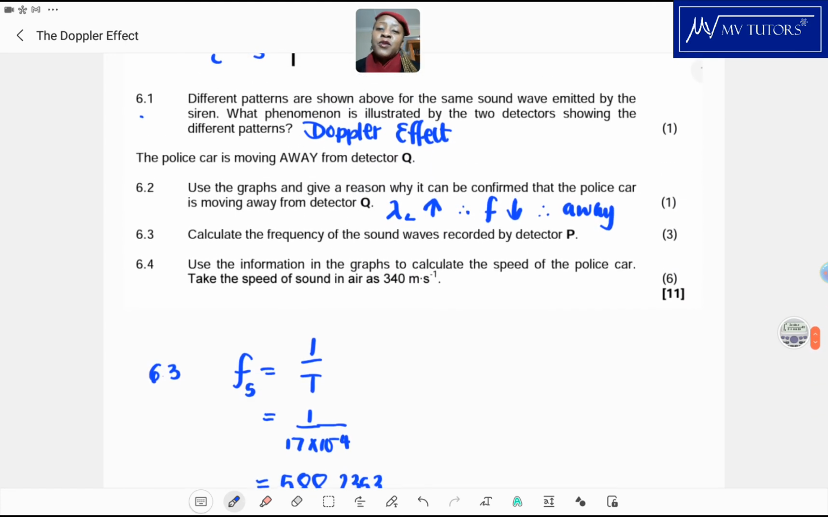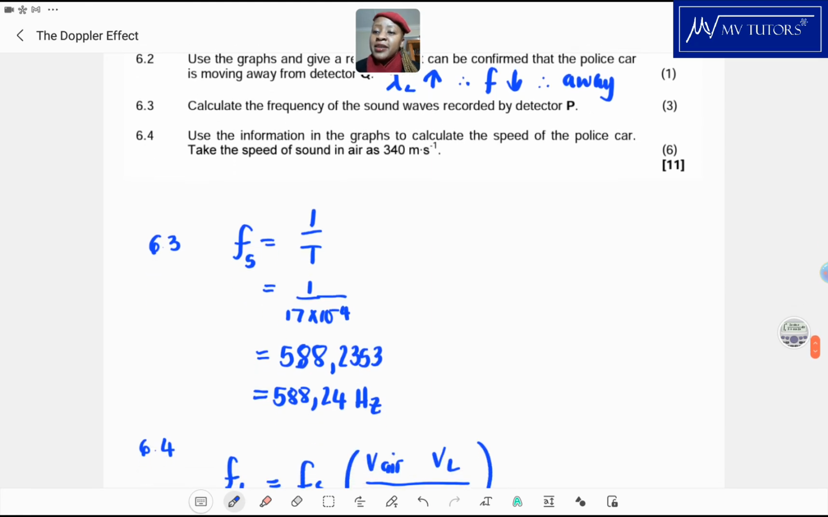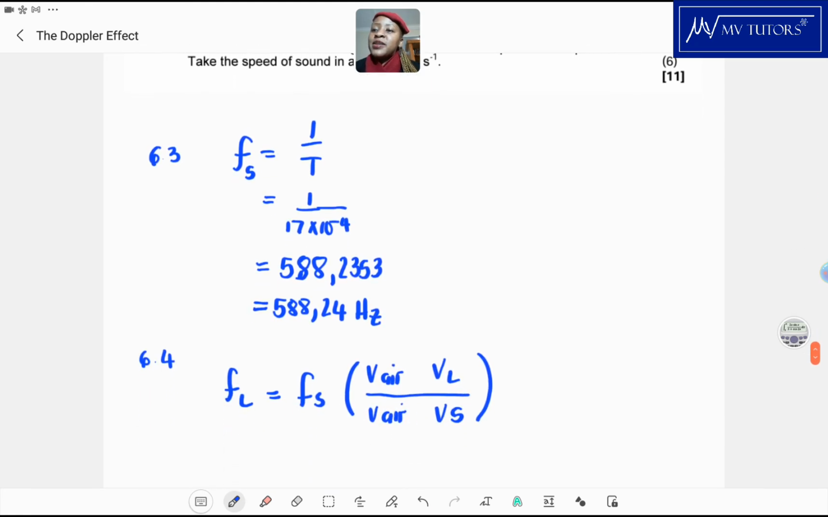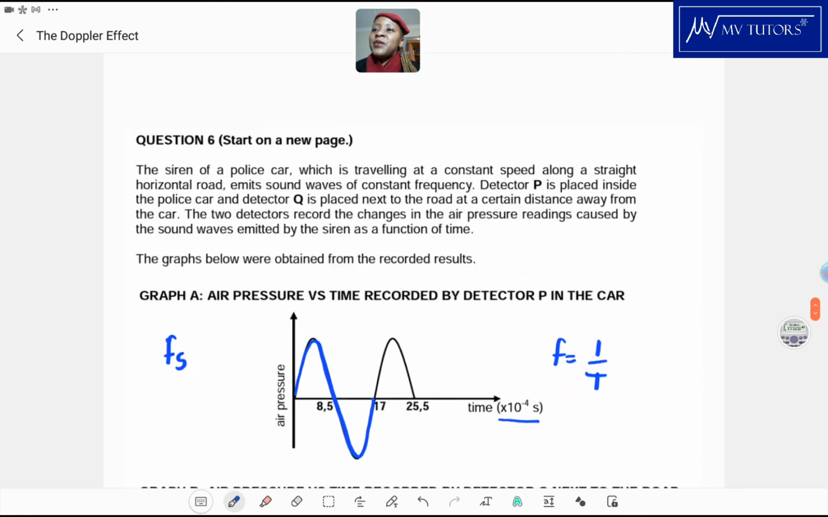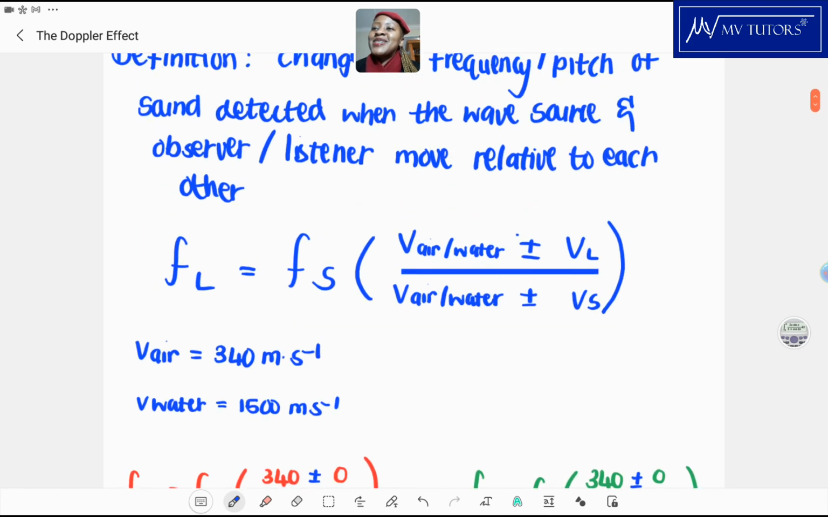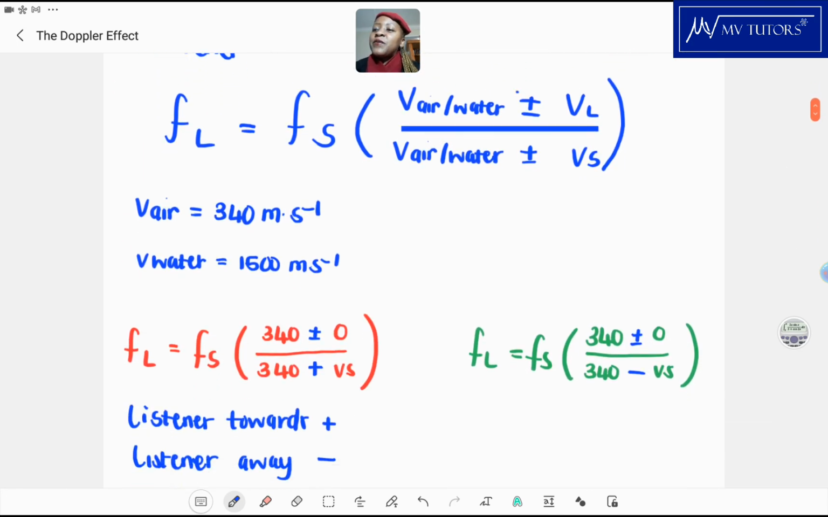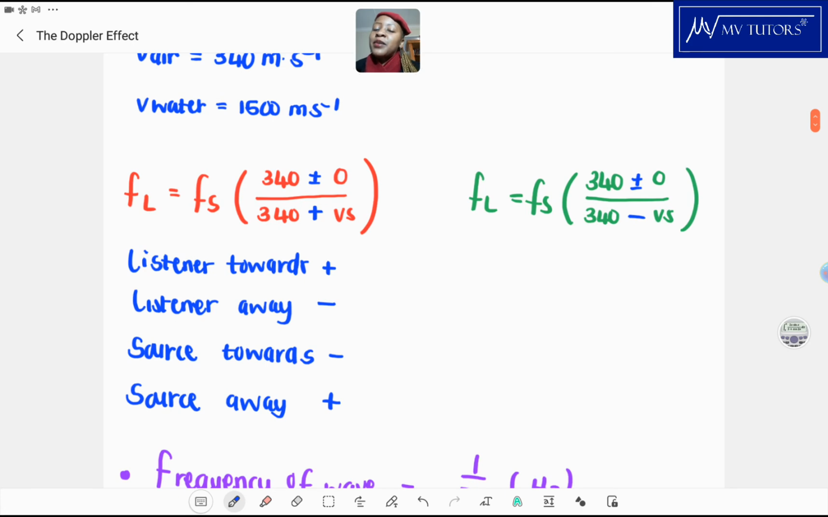Alright guys, so we have determined that the police car is moving away from the detector. Okay, so what did we say about moving away? We can go back to our notes. If the source is moving away, we're going to use positive.